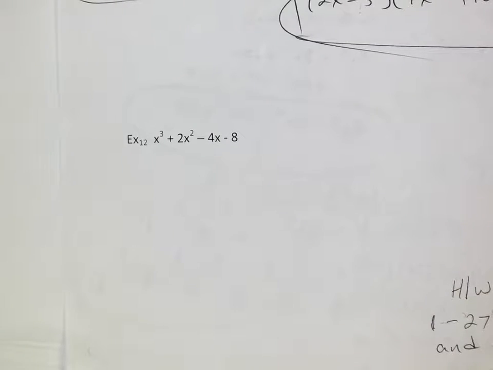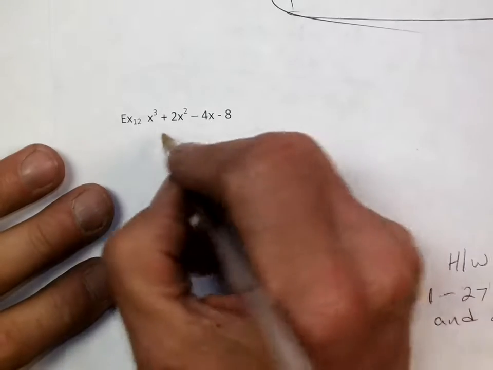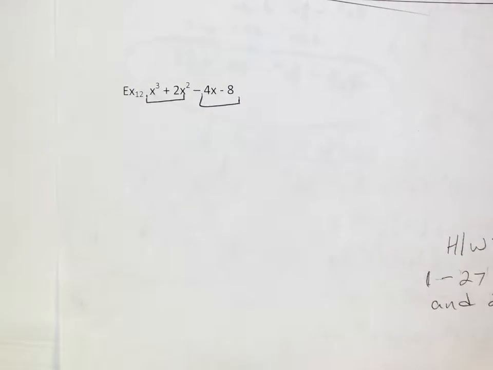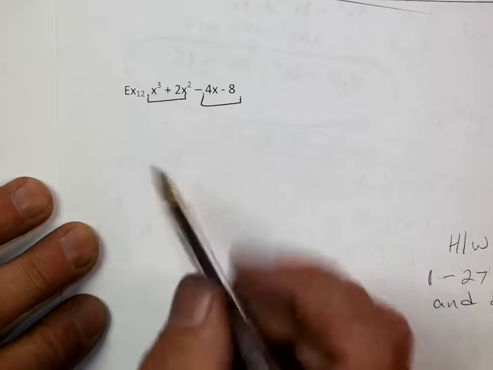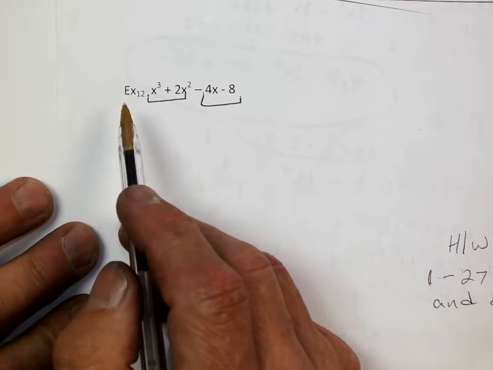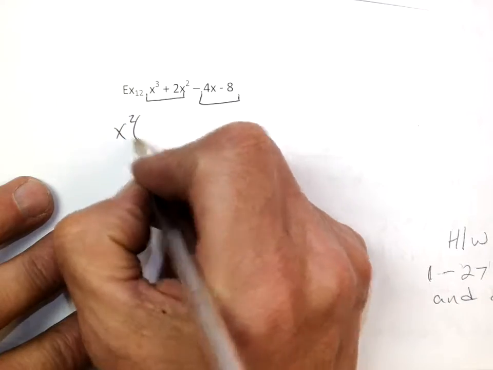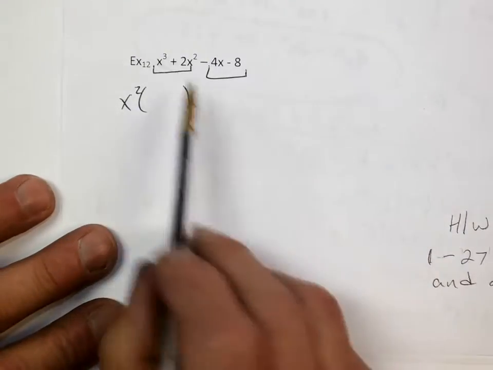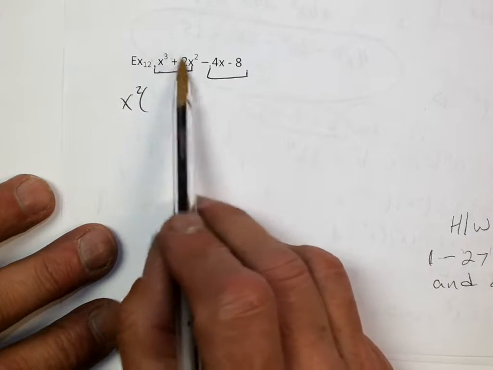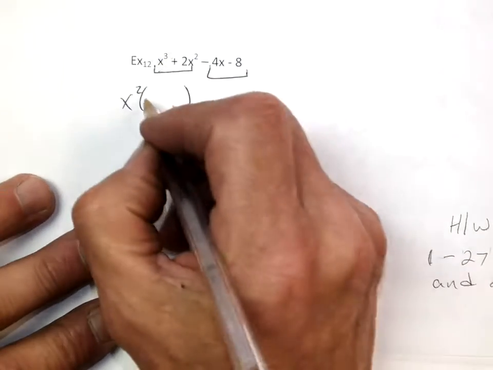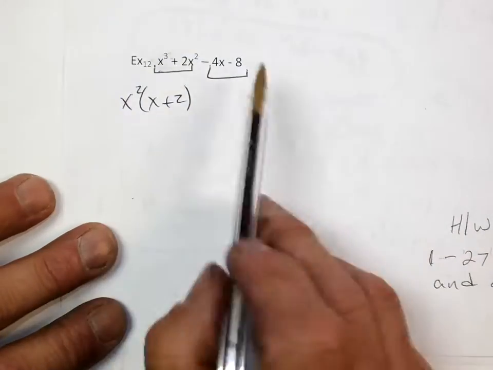Okay, last one. 4 terms. What are you going to do? Might group it, right? Group it. Put these 2 together and these 2 together. Okay, so first of all, what do these 2 have in common? X what? More than just an x. How about an x squared in common? If I pulled out an x squared from the x cubed, what's left? X plus 2. Good.